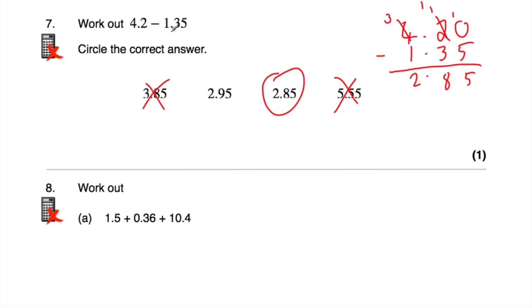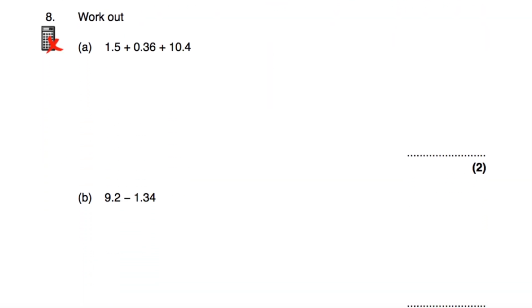And then you could do it where you take away the 1, that's equal to 3.2. You then take away another 0.2, and that leaves us with 0.15 to take away. And then whenever you take those away, you would get 2.85. But I probably would just do the subtraction like so. Okay, let's look at our next question, question number 8.